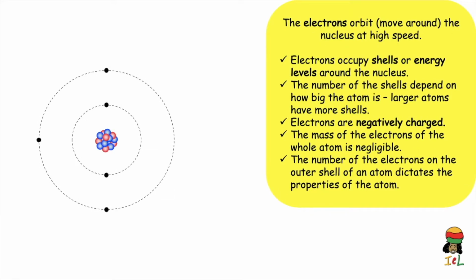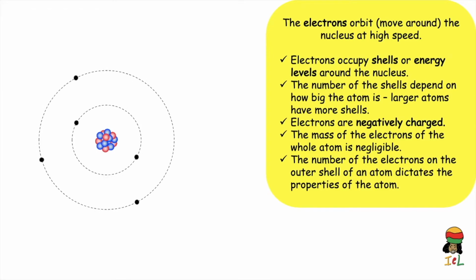Next, electrons. The electrons orbit at very high speeds around the nucleus, and they do so on what we call shells or energy levels, some space that is located around the nucleus. The number of shells that an atom has depends on how large that atom is. So the larger atoms will have more electron shells on which the electrons will rotate or orbit the nucleus. Electrons are negatively charged and their mass is negligible.